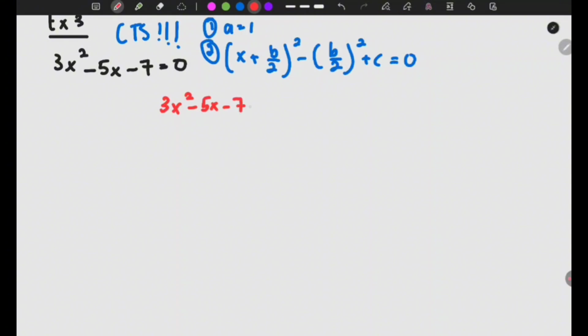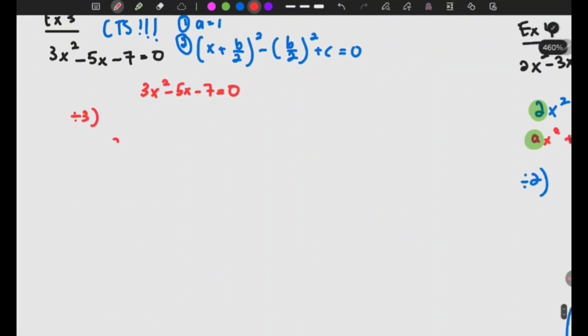How? It's the same thing lah. I already told you, if there's a 3, what do you do? Divide by 3 lah. So if you divide by 3, the 3 divided by 3, everything has to be divided by 3. It should be fair for other numbers also. So 3 divided by 3 is 1.